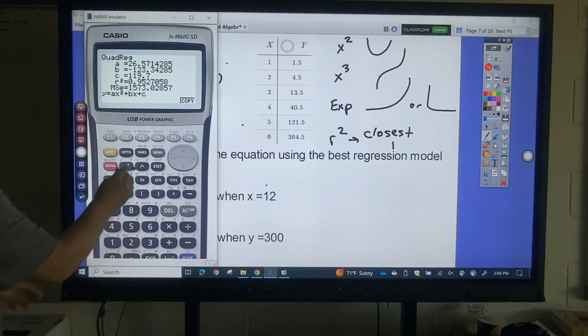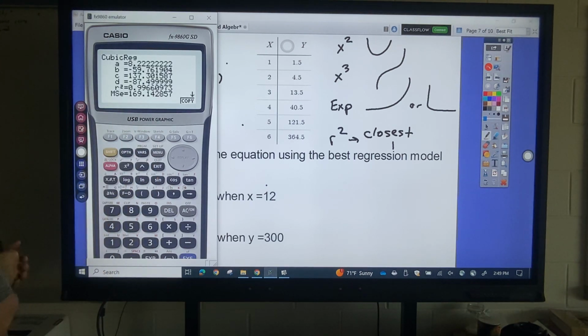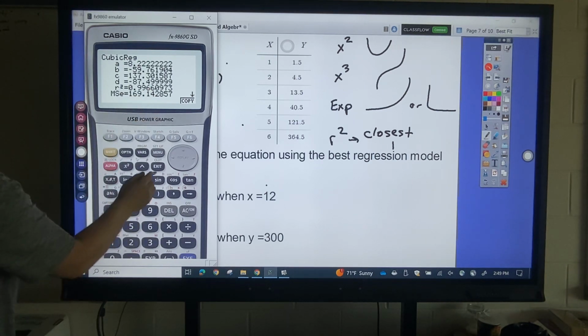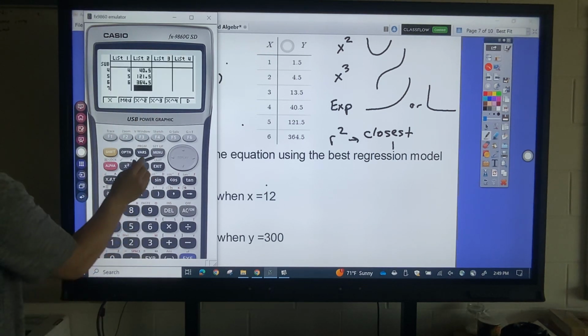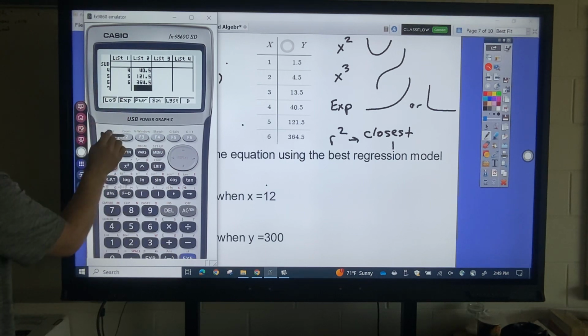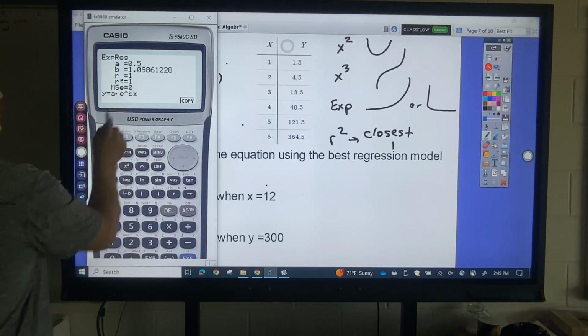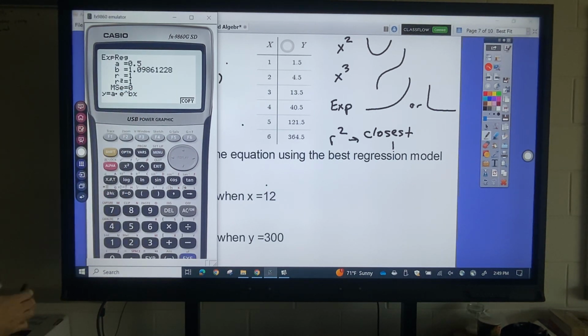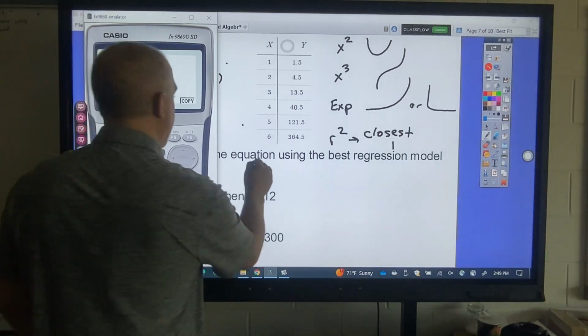Well, that's 0.95. Let's hit exit. Let's go to cube. That's 0.996, pretty good. Now I scroll over and select exponential. And as you can see, that r squared value happens to be 1. So this is an exponential.